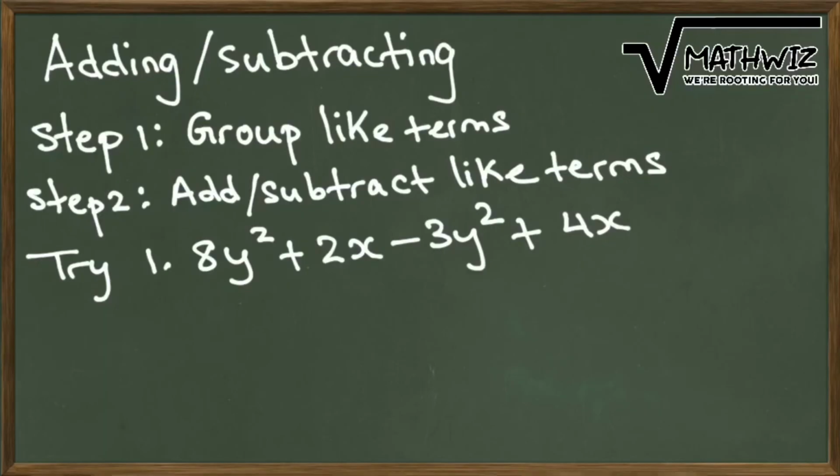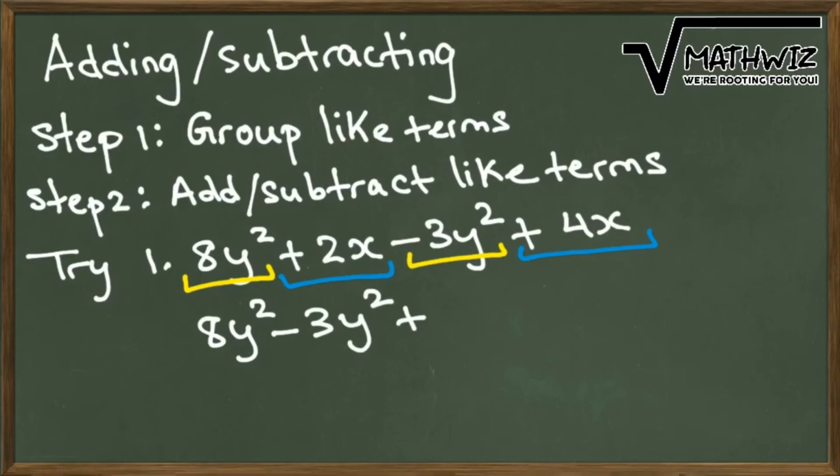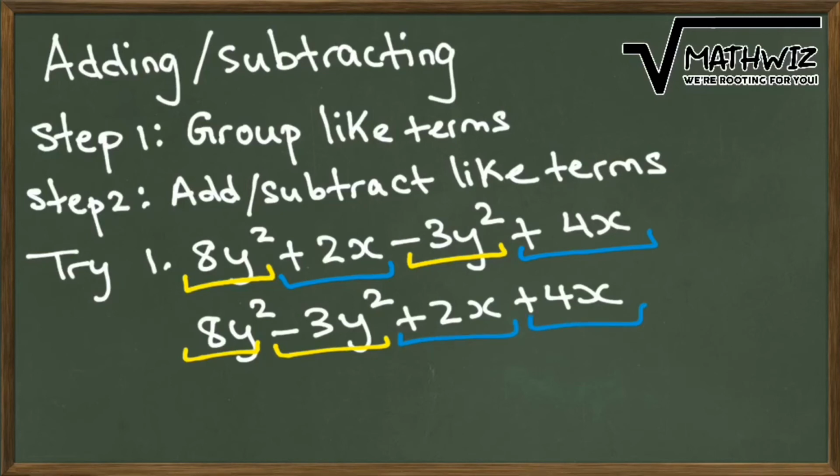Provided you have already worked those on your own, we are going to go ahead and group our like terms. So we would have 8y squared with the minus 3y squared, and then we would have 2x with 4x. And so we would have 8y squared minus 3y squared plus 2x plus 4x. So again, you want to keep the signs in front of the respective terms. Okay, so 8y squared minus 3y squared should give you 5y squared, and 2x plus 4x is going to give you 6x.